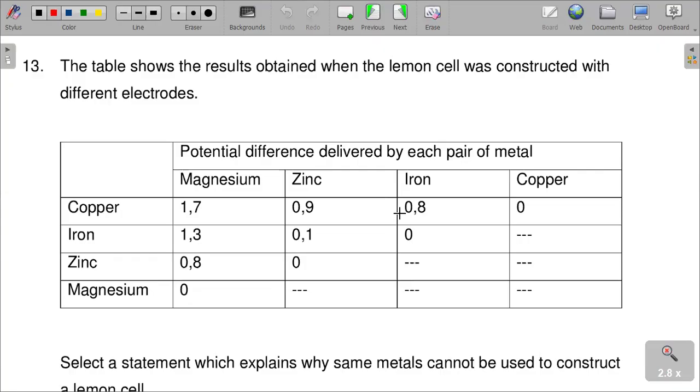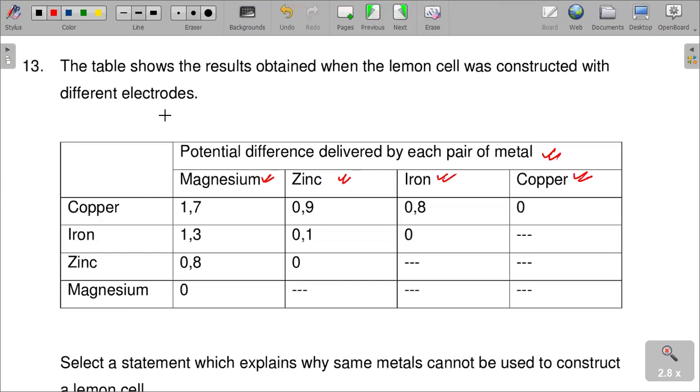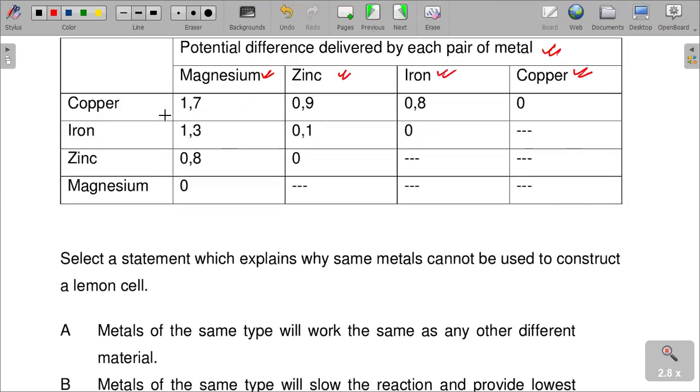The table shows the lemon cell constructed with different electrodes, and the potential difference delivered by each pair of metals: magnesium, zinc, iron, copper, and the different measurements or readings that are given there. Select a statement which explains why some metals cannot be used to construct a lemon cell.